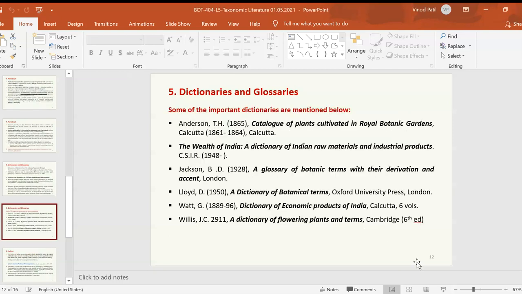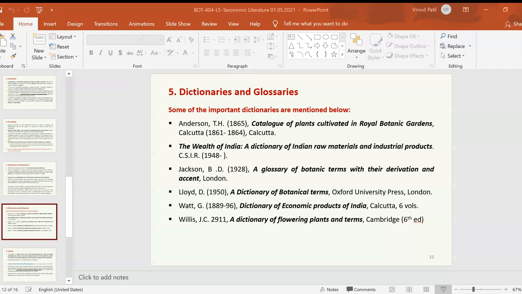Some of the important dictionaries which are well known are here. Anderson's Catalog of Plants Cultivated in Royal Botanic Gardens. So this is one dictionary. The Wealth of India, which was published and is being published by the CSIR Institute. The Wealth of India, a dictionary of Indian raw materials and industrial products.